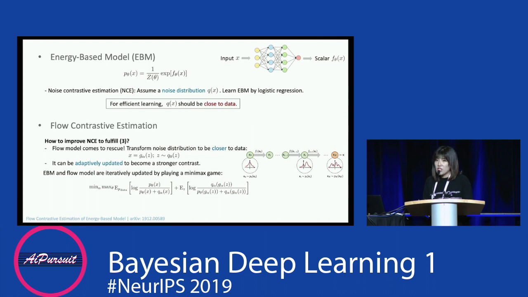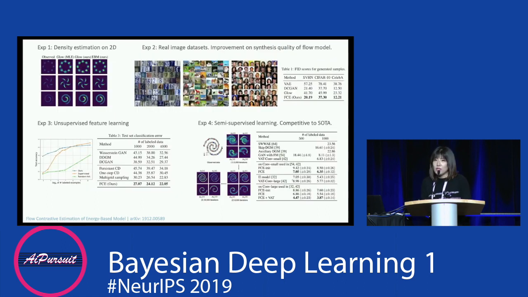Specifically, the EBM and the GLOW model are iteratively updated by minimax of a unified value function. And we show that the update of EBM also corrects the over-dispersion problem of the MLE learning. We demonstrate this method on 2D and image datasets, and we also show the application to semi-supervised learning with competitive results to SOTA.